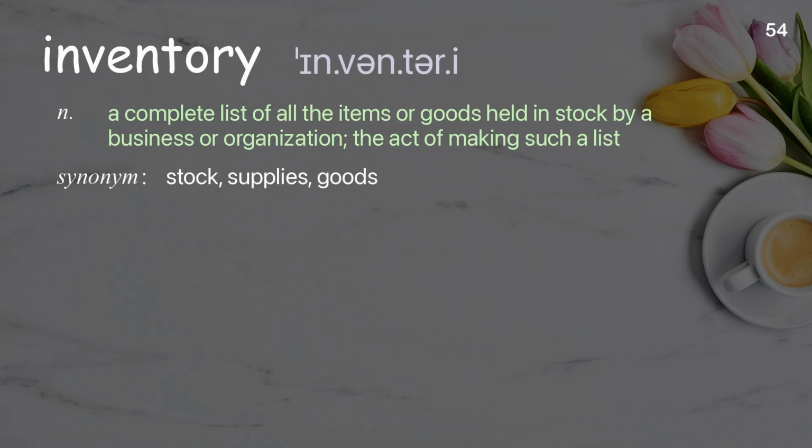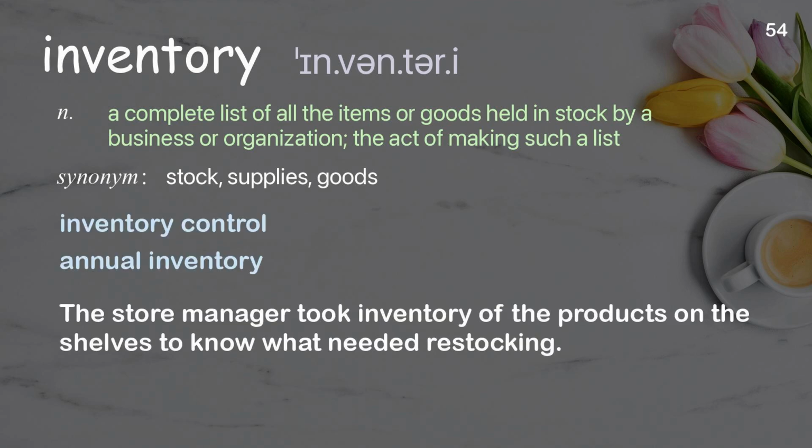Inventory. A complete list of all the items or goods held in stock by a business or organization, the act of making such a list. Examples: Inventory control. Annual inventory. The store manager took inventory of the products on the shelves to know what needed restocking.